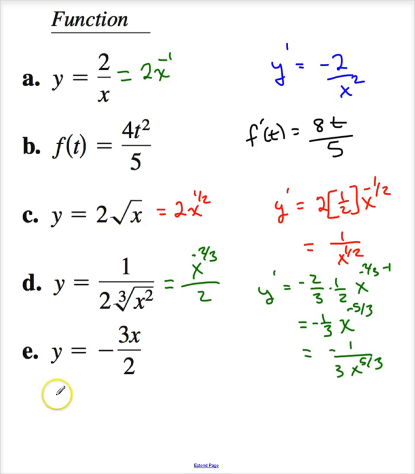Oh, now for a straightforward one. Y prime here is negative 3/2 times 1 x to the 0. So it's just negative 3/2. And no, you didn't have to show that step. You could just write down negative 3/2.